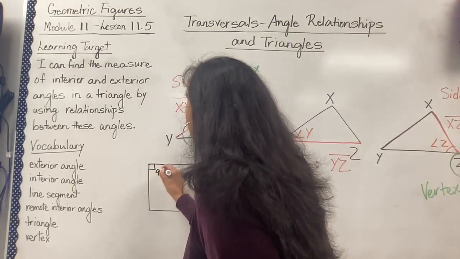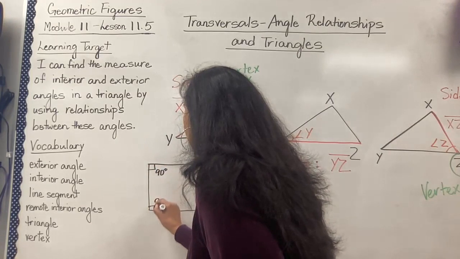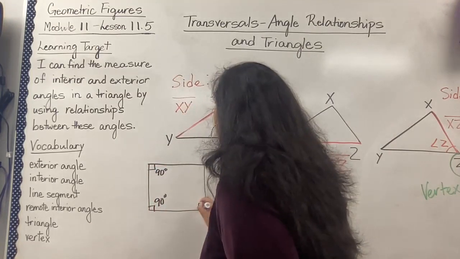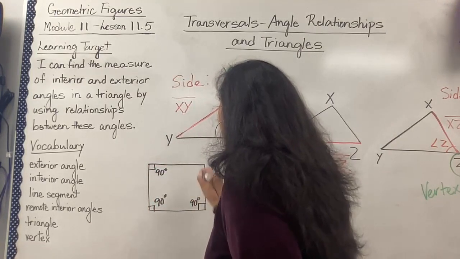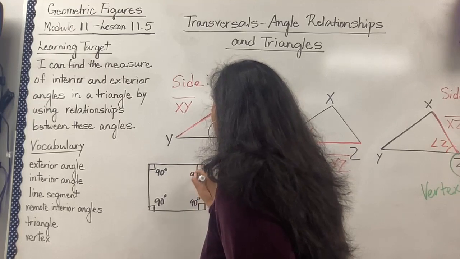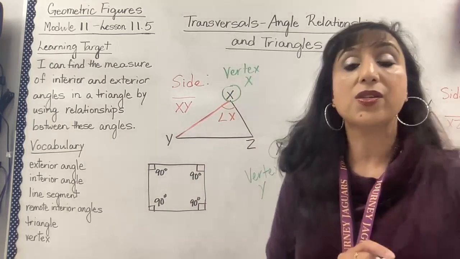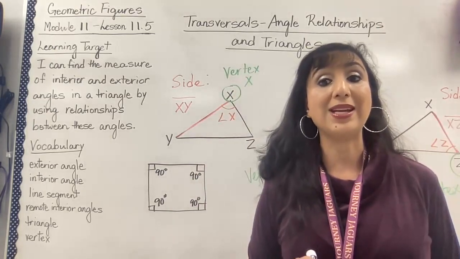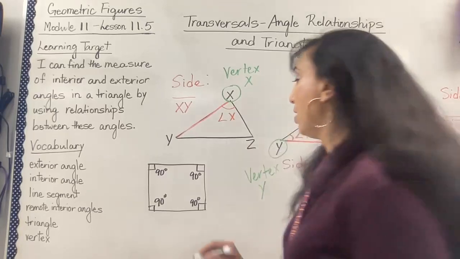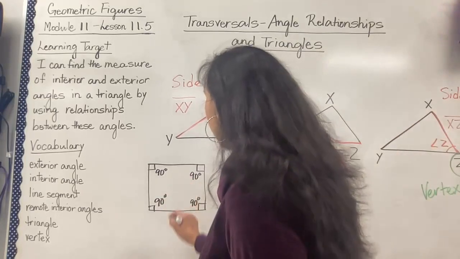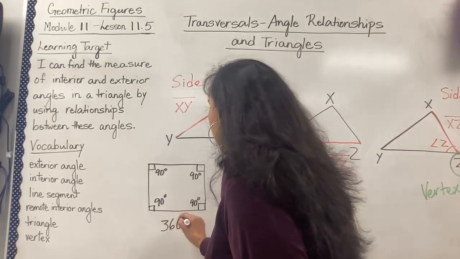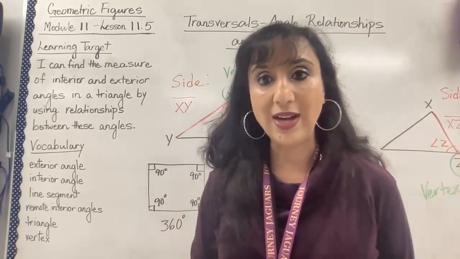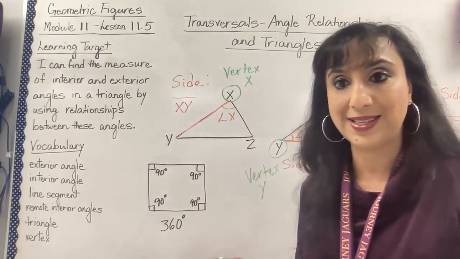That means 90 degrees, each of them. 90 degrees, 90 degrees, and 90 degrees. Okay, so what is 4 times 9? That is 36, and the 0. So that gives me actually 360 degrees are in a quadrilateral. Any quadrilateral has 360 degrees.